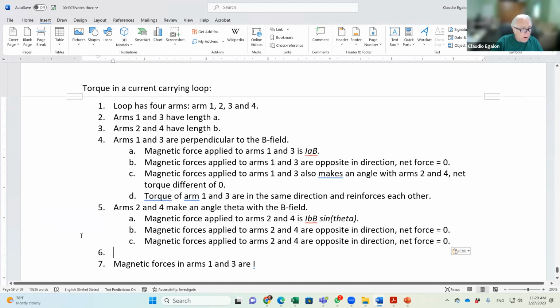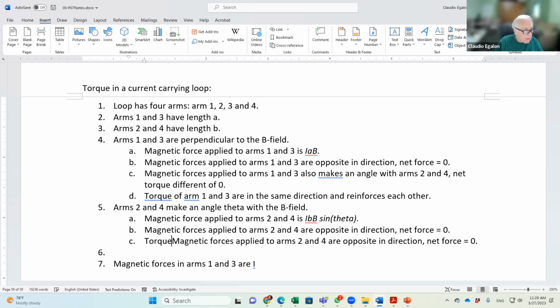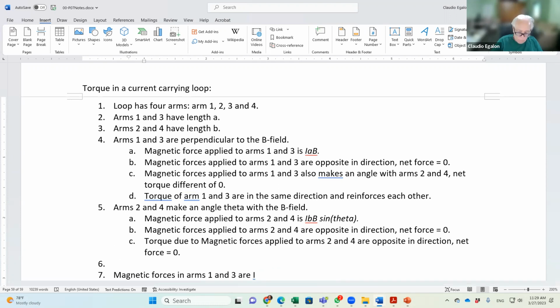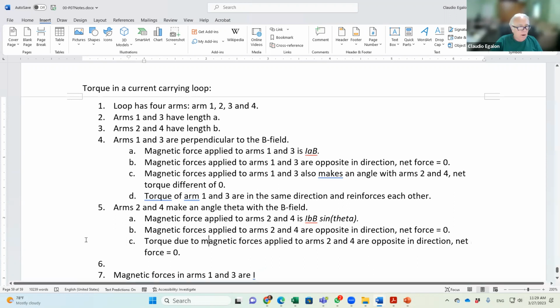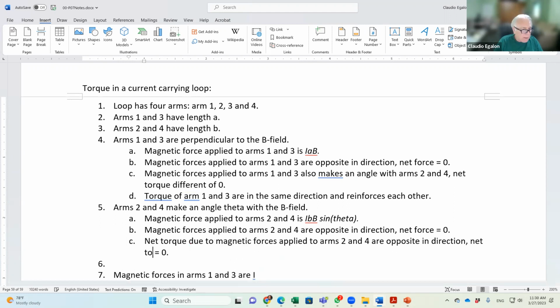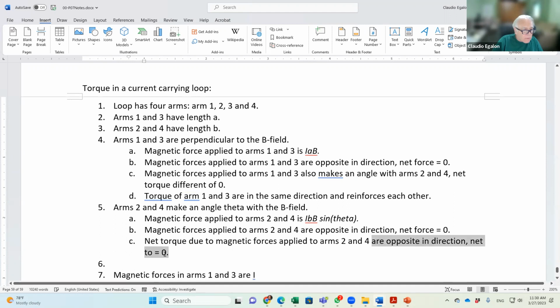Furthermore, the torque due to magnetic forces applied to arms 2 and 4 are in opposite directions. Net torque with magnetic force is 0.